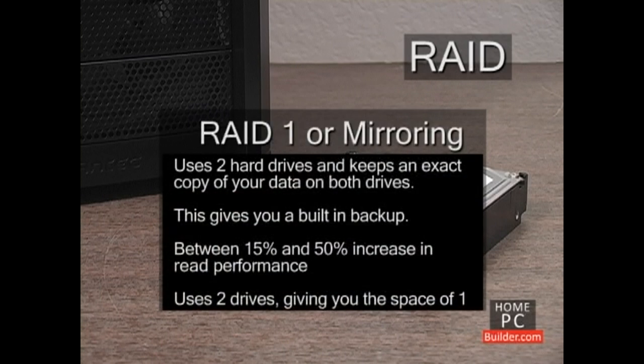RAID 1, sometimes referred to as mirroring, uses 2 hard drives and keeps the same data on both drives. This gives you a built-in backup at all times and gives you a 15% to 50% performance increase in reading data from the drives. The downside to this is that you're using 2 hard drives and only getting the space of 1. So if you have 2 750 gigabyte drives, you're only getting 750 gigabytes of hard drive space.